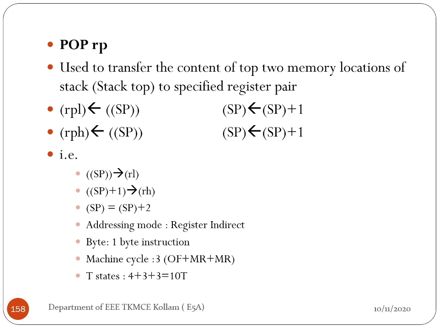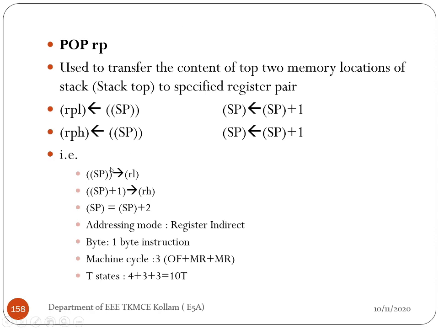Next instruction associated with the stack operation is POP RP. Pop instruction transfers content of top two memory locations of stack into specified register pair. The format of this instruction is POP RP. It may be POP H, POP D or POP B. So whenever this instruction is executed, following sequence of data transfer will take place.